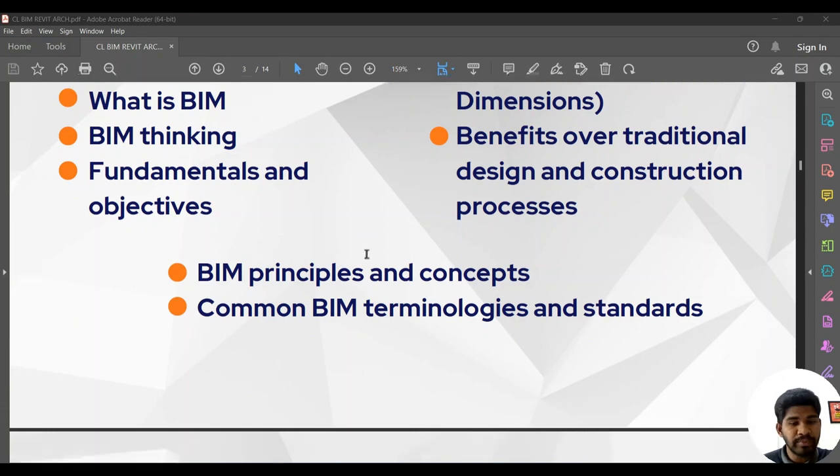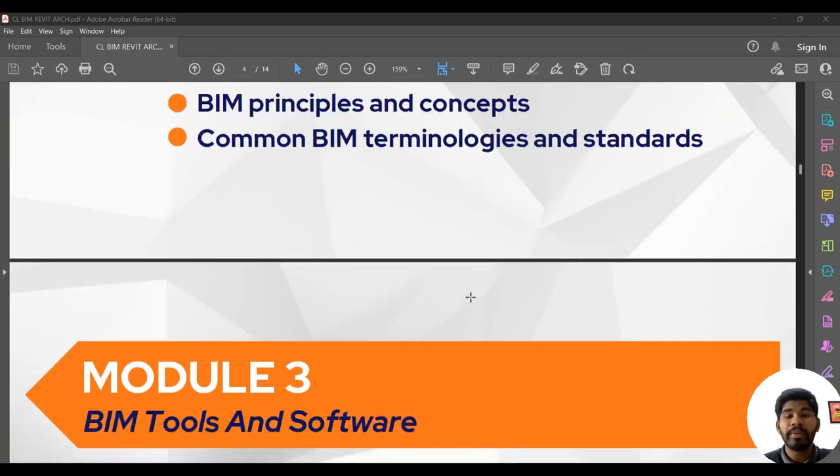Then we'll jump into the BIM principles and concepts, common BIM terminologies and standards. When it comes to standards, very, very important. I am familiar with the national and international standards. Of course, our Indian government also is trying to develop BIM and digital strategies. I read so many reports related to that. So I will be sharing those documents with you and we'll be discussing what is discussed inside those documents. And the common terminologies, really, the terminology is very, very important in BIM. We will discuss more about that.